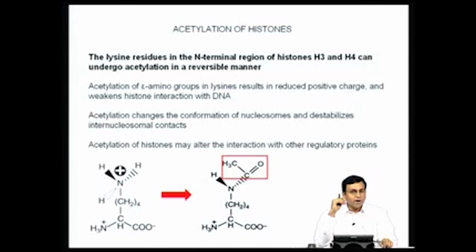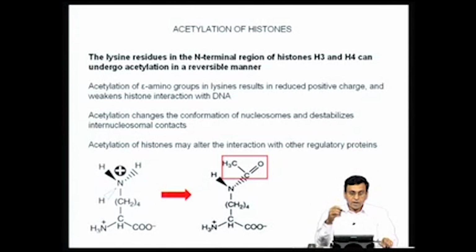Let us now go one by one and see what is the effect of some of these post-translational modifications on histones, and let me begin with the effect of acetylation of histones on gene regulation. Now, histones, we all know, are basic proteins. They are highly enriched in basic amino acids, especially lysine and arginine residues. That's why they are positively charged, and that's why they can bind very tightly to DNA. Because DNA is negatively charged and histones are positively charged, the interactions can be very strong.